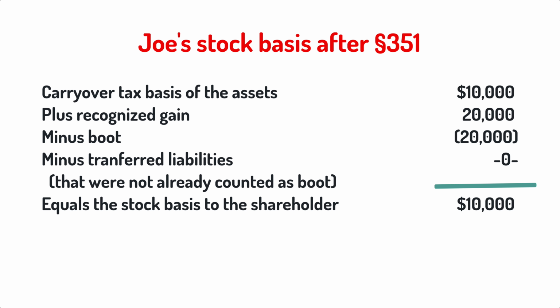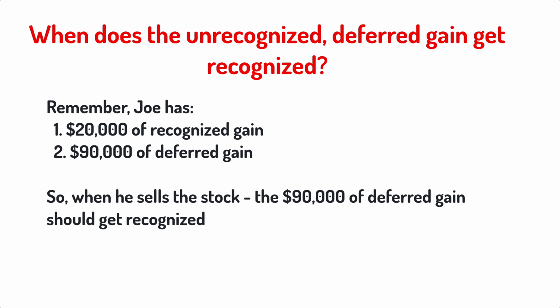Here's how we calculate stock basis for Joe. The carryover basis of the land is $10,000. He recognized $20,000 of gain. He received boot of $20,000. There were no liabilities, so that doesn't come into it. But once we do the math, we find that his stock basis is $10,000. If and when Joe sells the stock later down the road, that's when he'll recognize the deferred gain of $90,000.